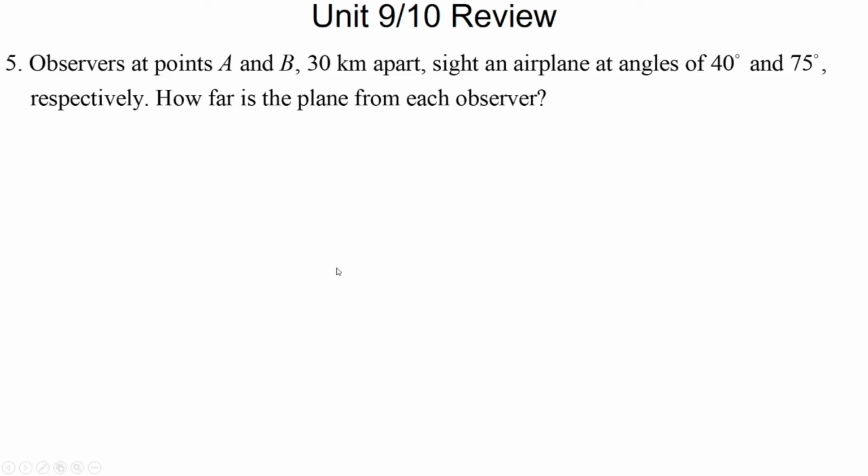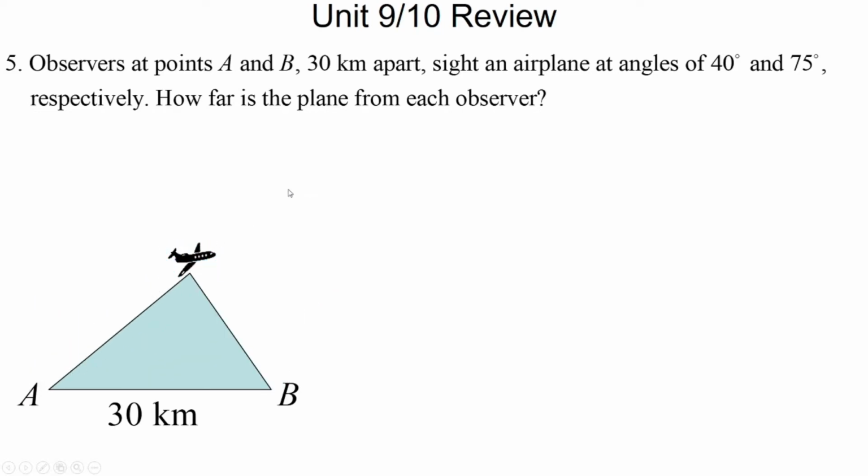Okay, so number 5. Observers at points A and B 30 kilometers apart. So let's draw that. There's A and B, and that is 30 kilometers right there. Sight an airplane at angles of 40 and 75 degrees respectively. So let's put this airplane above the segment AB somewhere, about right there, and then create our triangle. Let's call angle A the 40 degree angle and angle B the 75 degree angle. Now, how far is the plane from each observer?